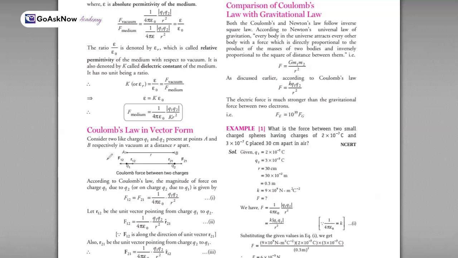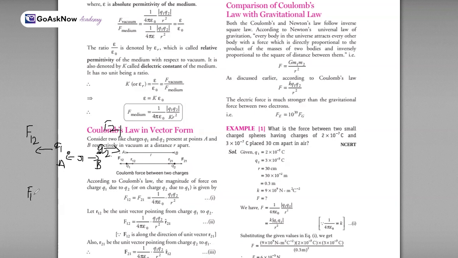So Coulomb's law in vector form is what? If I have two points A and B, and the distance between them is small r, and the charges placed at A and B are Q1 and Q2, the force will act on Q1 as F12, meaning F12 is the force on charge one due to charge Q2. And because these are like charges, the force will act outwards, in the outward direction from the center, and that is F21. If it is F12, then it is F21. Okay.